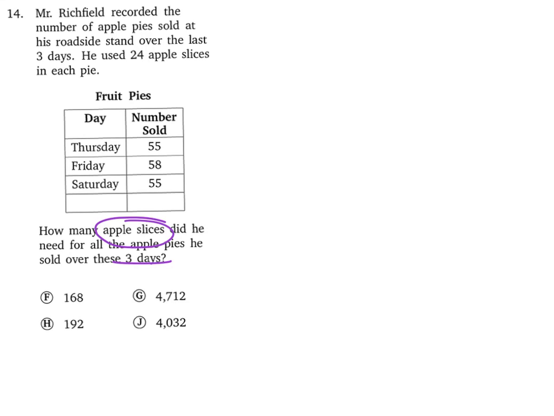But how am I going to figure out apple slices? Because those say pies. So how am I going to figure out slices? What am I supposed to do there for slices? Helen? There are 24. Where'd you get that from? Up there. It tells you. He used 24 apple slices in each pie. That's why we read it twice, because sometimes the kids will just look at it in 3 days and think, okay, I got my numbers.